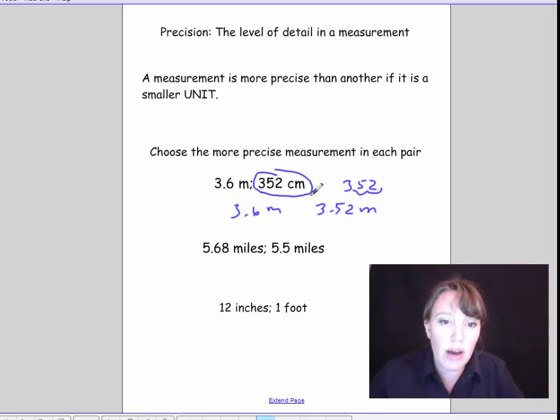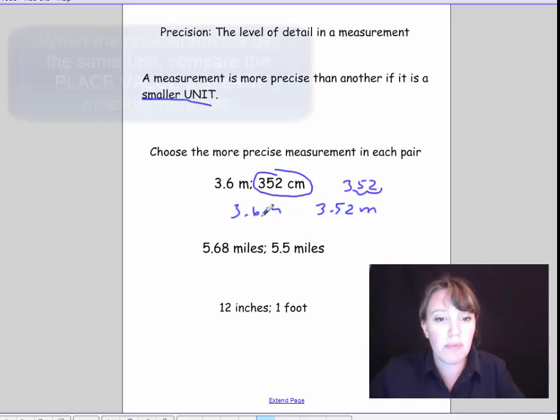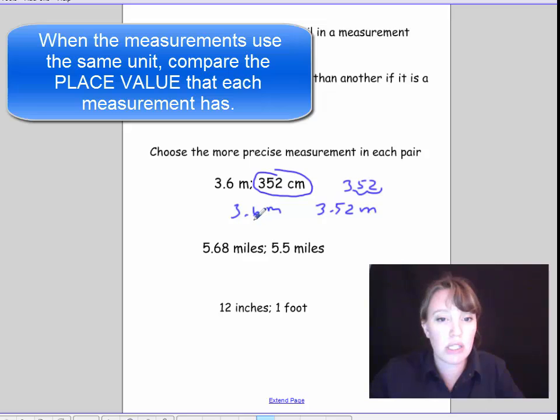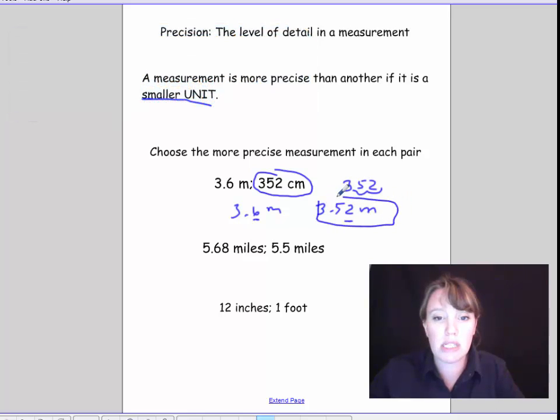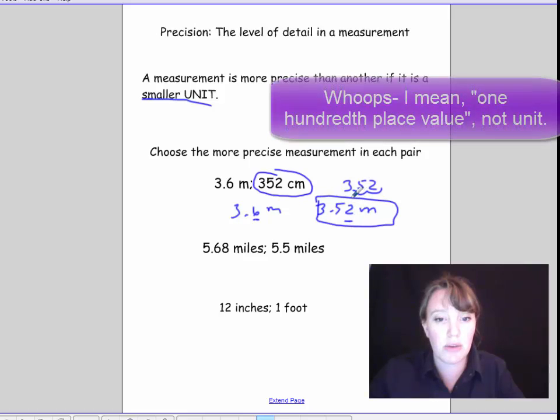Now, I've converted them both to the same unit. So what I'm going to do is compare how many digits each number has. This one only goes out to the tenths digit, and this one goes out to the hundredths. So the more precise measurement is this one because it extends to the hundredth unit right here.